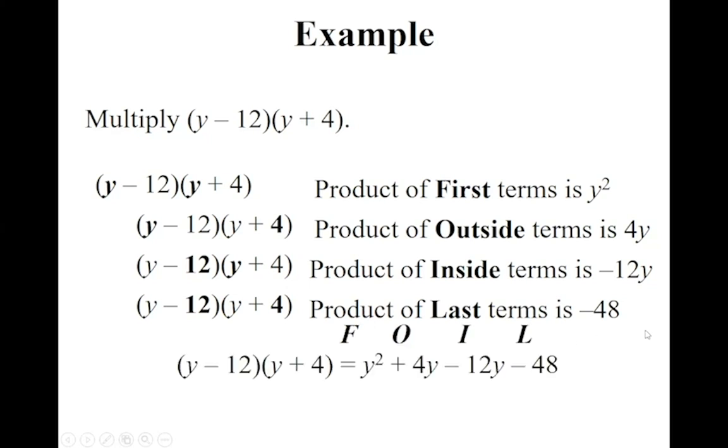The FOIL method has us add together those four terms. Combine like terms, positive 4y minus 12y gives us negative 8y. So y squared minus 8y minus 48 is the answer.